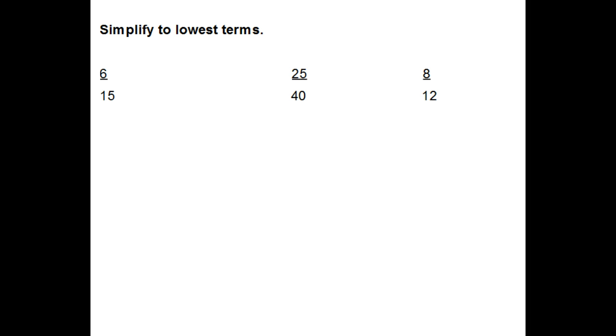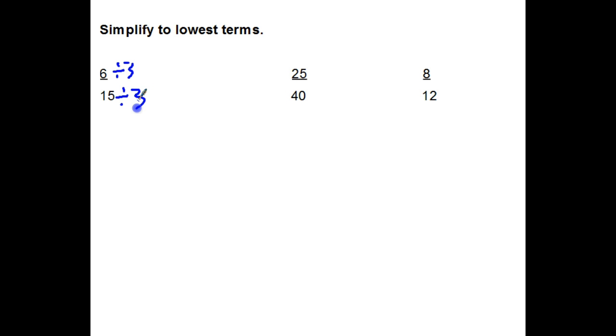Simplify to lowest terms. I'm looking at the numerator and denominator to see if there's a number I can divide them both by. So usually I check for 10s, 5s, 2s, then 3s. So I can't divide these both by 10 or 5. They're not both even. I can't do 2s. But if I do the 3 song, 3, 6, 9, 12, 15, it works.